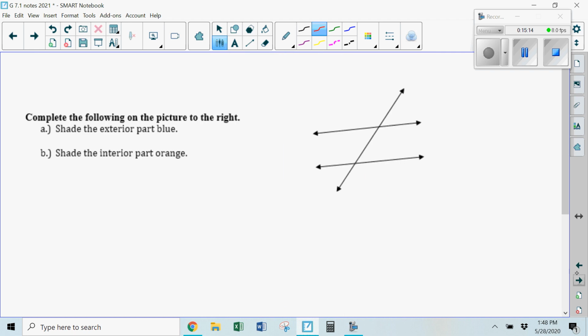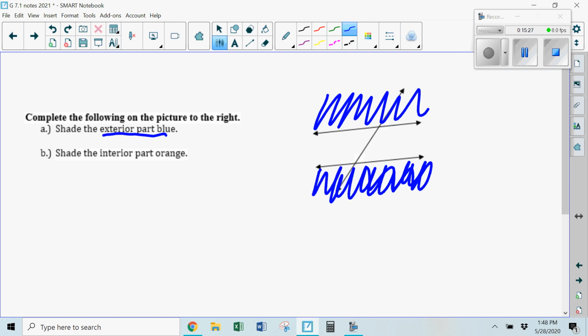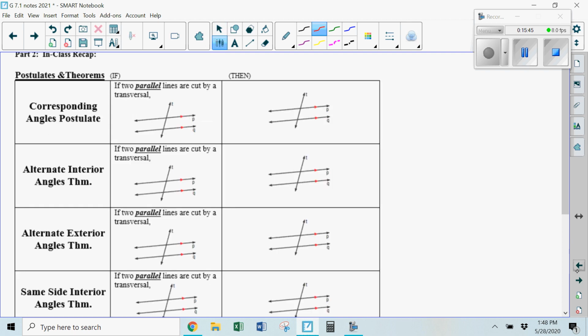All right, if you don't have colors, that's fine, but if you do, this is helpful for some. Complete the following on the picture to the right. Shade the exterior blue. That's the exterior, the outside of the river. Shade the interior part orange. I'm going to go with red because that's the closest I have to orange. This is inside the river. That's what we mean when we're talking interior, exterior.